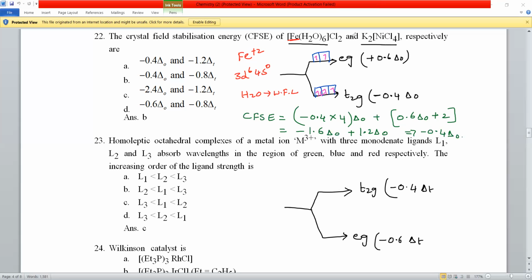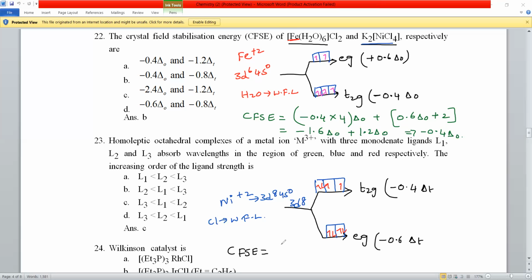Next go for the tetrahedral complex. They have given here, in this case nickel is in +2 state, right? Nickel is +2 state, and chlorine is a weak field ligand. So the electronic configuration we get here is 3d8 4s0. Nothing but 3d8, 8 electrons we have here. So e we have 2 orbitals, t2 we have 3 orbitals. First fill the electrons serially. 1 here, 2 and 3 and 4, 5, 6, 7 and 8 I have filled. So now, what is the value of CFSE for this?